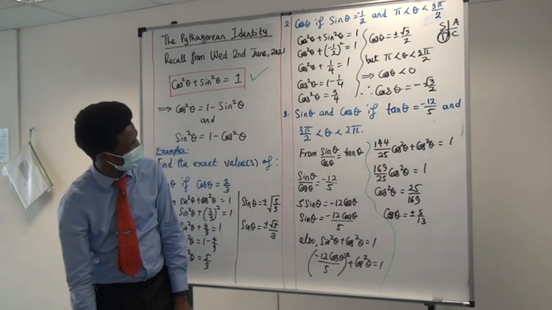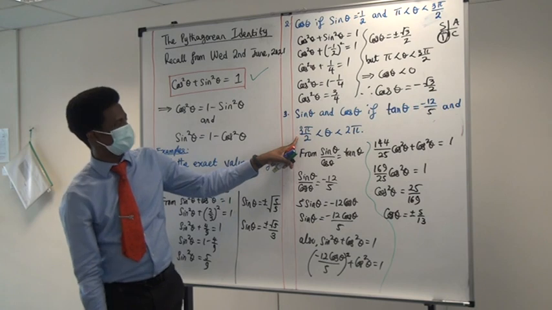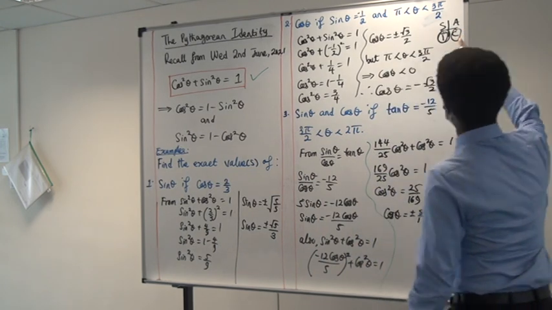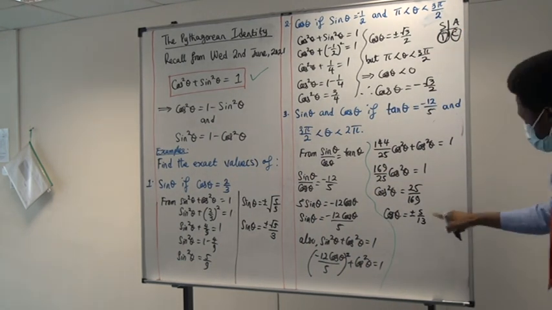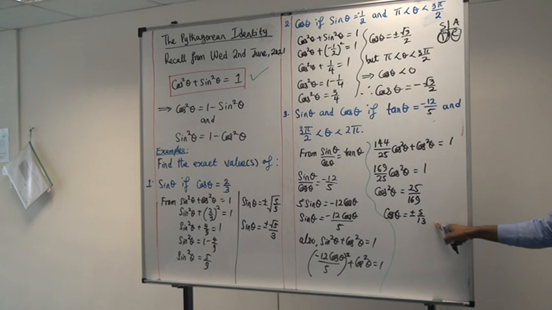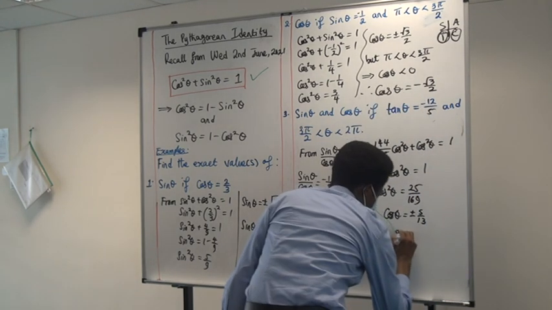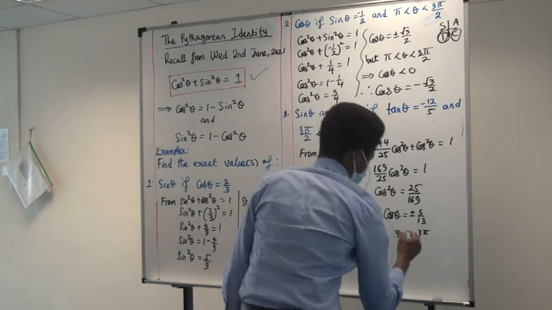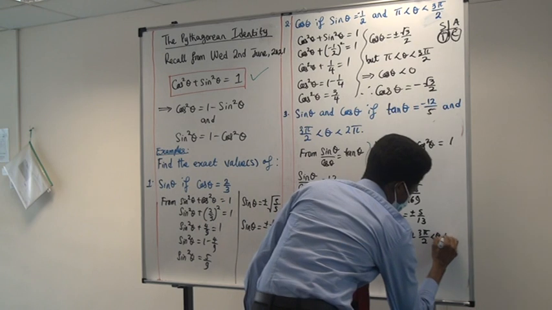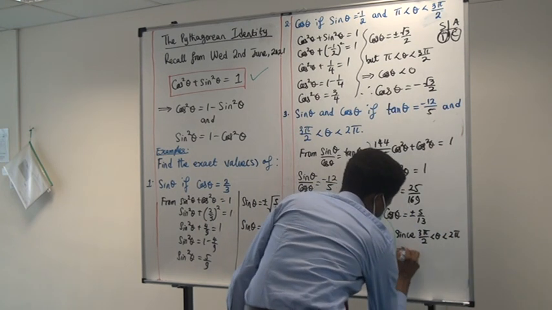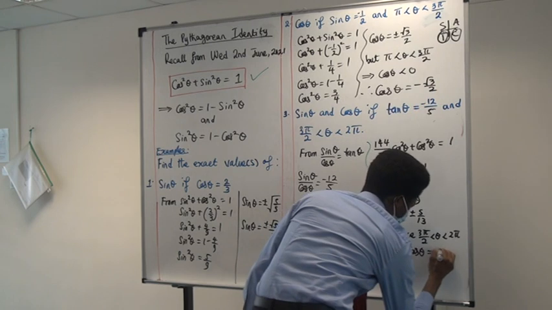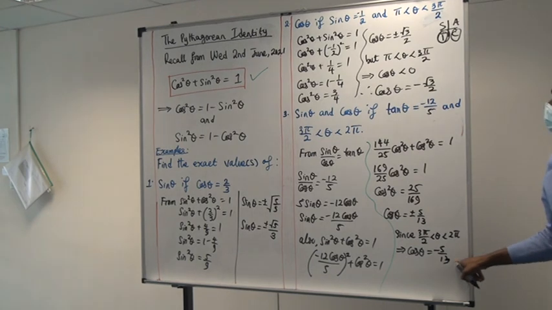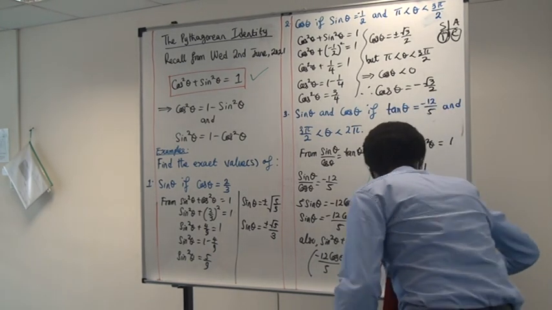Do we have any range of interval? Yes, we do. Which quadrant is this? The fourth. In the fourth quadrant, only cosine is positive, which means you pick the positive one. Since theta is between 3 pi over 2 and 2 pi, it implies that cos theta is equal to 5 over 13. Cos is positive, so I'm sorry, 5 over 13.